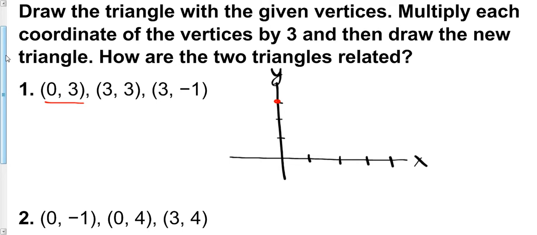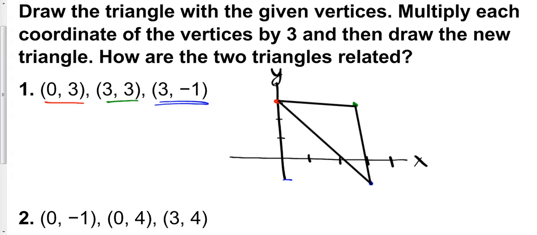Now let's plot the next point at 3, 3. That's 1, 2, 3, 1, 2, 3. That's about right here. Then we'll plot the next one at 3, -1. 1, 2, 3, and then -1 would probably be around here. So we wind up with this triangle. Let's draw this triangle to get a gist of what we're talking about. This and that. So there's that triangle.